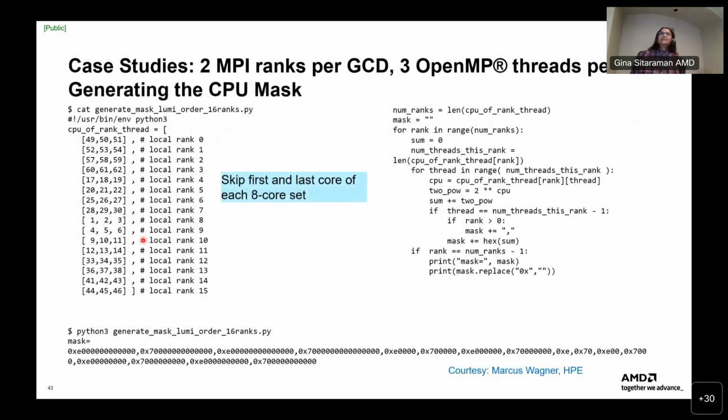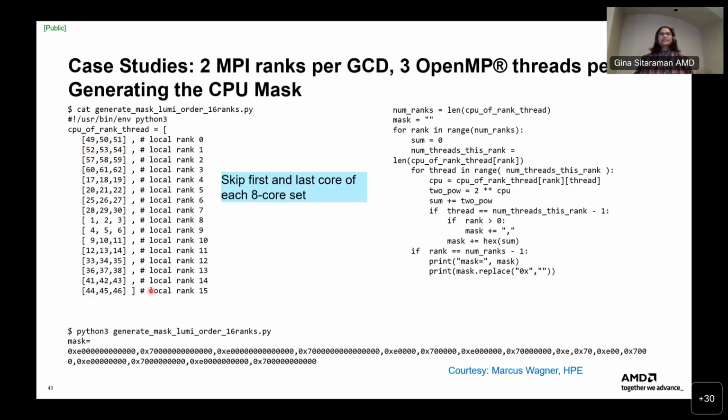Right? And again, using the same script to generate the masks, the only change we made to that script now is explicitly mentioning what cores we would like to use for each one of those 16 ranks. And in this case, what I have done is because I want to have all of these threads for a given rank share the same L3 cache, I chose to skip the first and the last core of each 8-core set. So here, I've skipped core 48, and for rank 2, I skipped core 55. So in that mapping, we saw 48 through 55 belong to one core set. So that is what I've chosen to do.